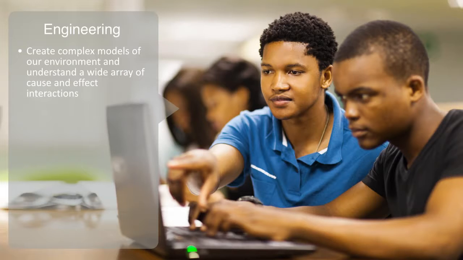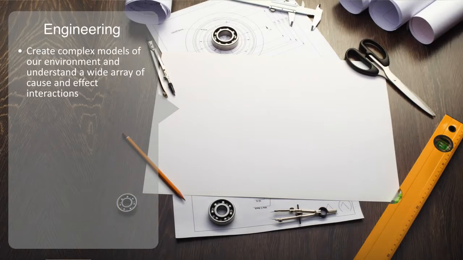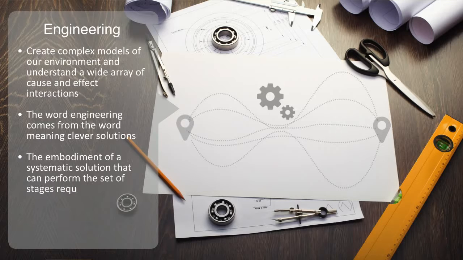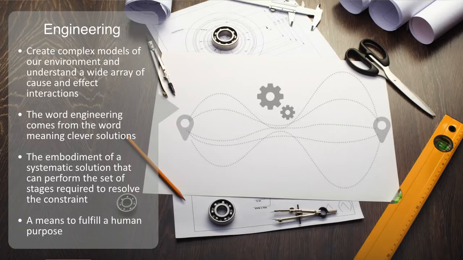The word engineering comes from the word meaning clever solution. In its essence, it is about developing systematic methods for solving some constraint. Technology is then the embodiment of this systematic solution within a physical form that can then perform the set of stages required to resolve the constraints whenever needed. The economist W. Brian Arthur defines technology in a similar, very broad way, as a means to fulfilling a human purpose, but we'll try to give this a bit more definition by creating a simple systems model that should aid us in our reasoning.